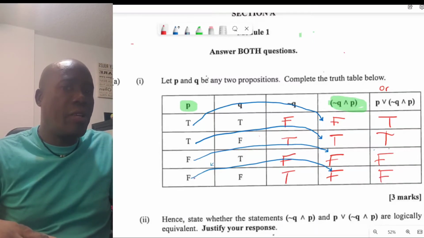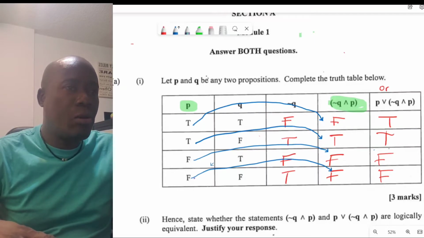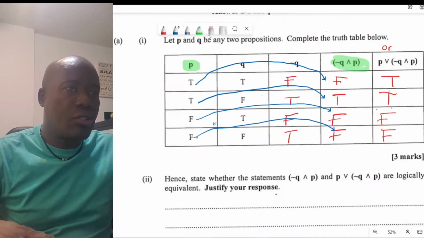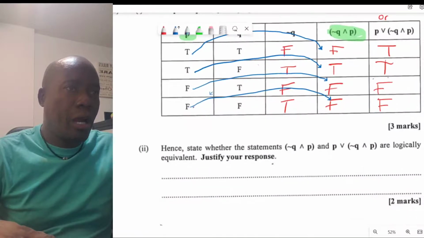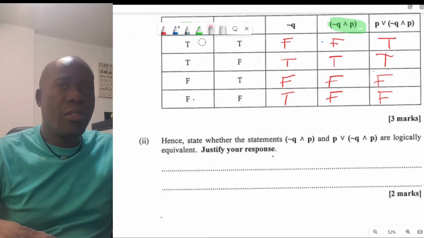Alright, so our final responses are as follows: T, T, F, F. And there we have it. We would have completed the truth table as they had asked us to do right there. Alright, now let's focus on the other question. Let me take off these quickly. Alright, let's look at the other question.